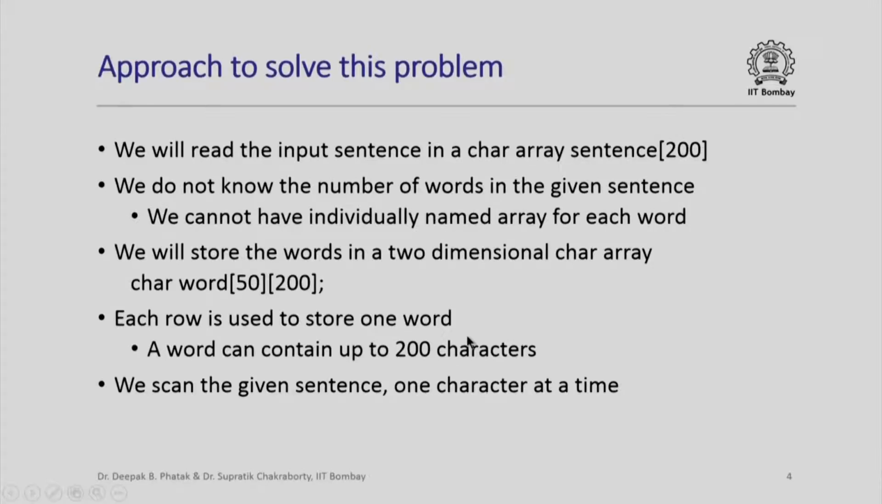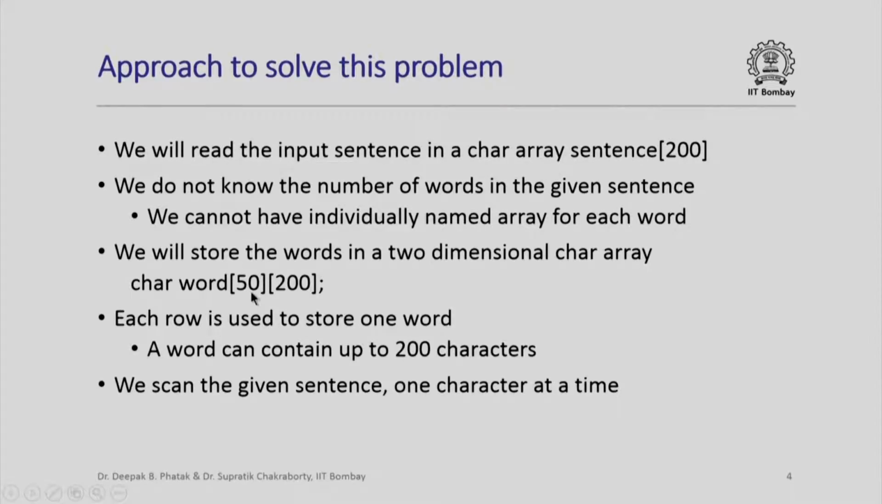The approach to solve this problem is, we will read the input sentence in a char array called sentence[200], for example. We expect a sentence to be not more than 199 characters long. We do not know the number of words and therefore we cannot individually use a named array for each word. What we will do instead is store the words in a two-dimensional char array, char word[50][200]. Notice that this two-dimensional array provides for 50 words, actually 49 words. Each row is used to store one word.